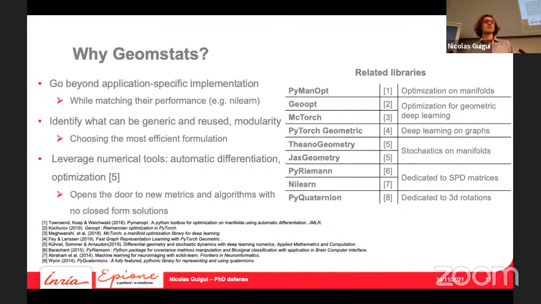For example, our implementation of SPD matrices matches the performance of that of Pyriemann and Riemann, which are dedicated packages from the neuroscience community. This involves identifying what can be generic and reused in our code in order to make it more modular, so that different structures can be combined together, and so that we can choose the most efficient formulation when it is available, and when it is not, we can leverage numerical tools such as automatic differentiation or optimization. This really opens the door to new metrics and new algorithms for which we don't have a closed form solution, and which it was not possible to compute before.